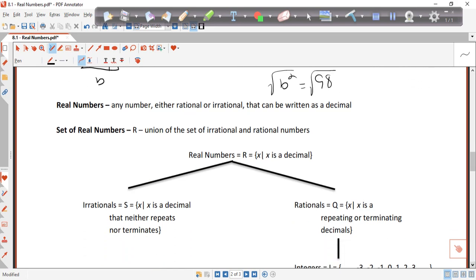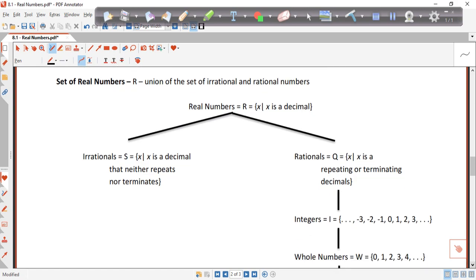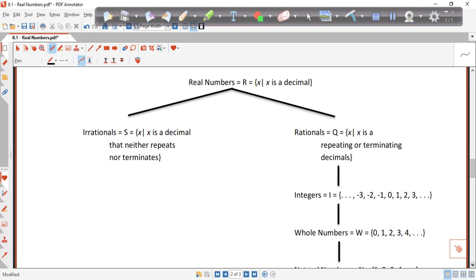The set of real numbers, we use the letter R, and it's the union of these two sets. So this is a flow chart talking about all the different kinds of numbers we've talked about this year. Real numbers are any numbers that can be written as a decimal. Then it splits into irrational and rational. Irrational, the decimal never repeats and never terminates. And for rationals, it does repeat or terminate.